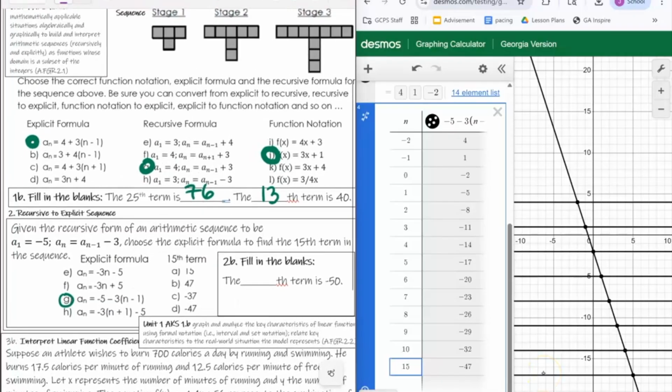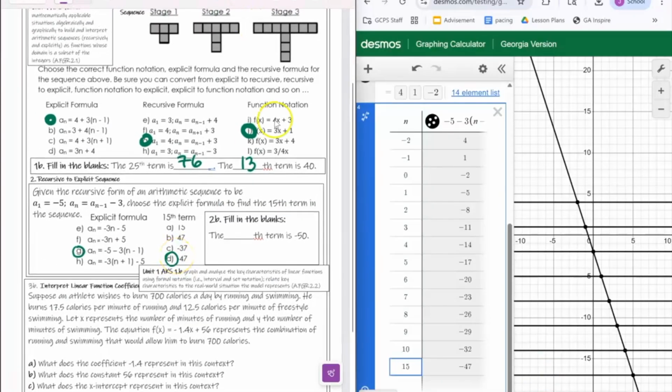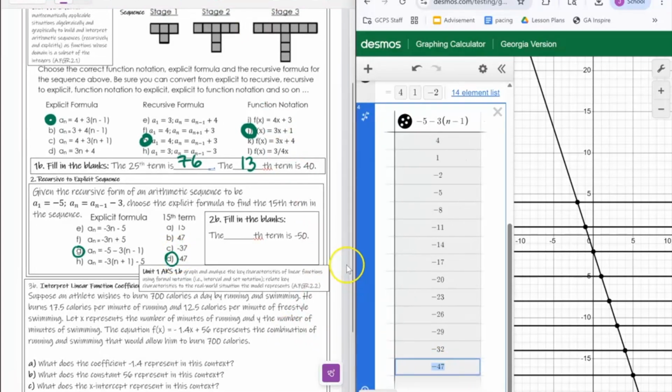So that answer is D. All right. And so as we've talked about previously, they could tell us the X value and ask us to find the Y value, or this says fill in the blanks. The blank term is -50. So what they're saying is, I don't know what X is, but I know Y is -50. So I look down my Y and I look for -50 and I don't see it.